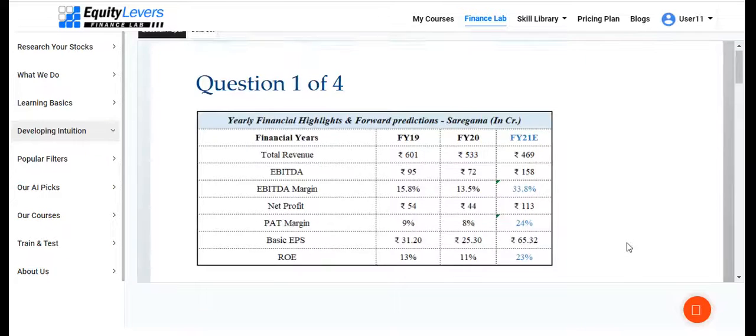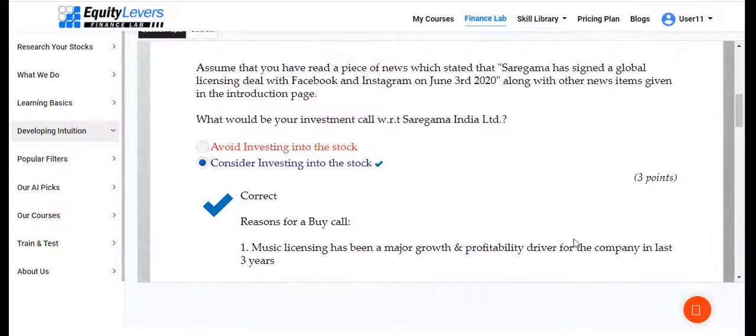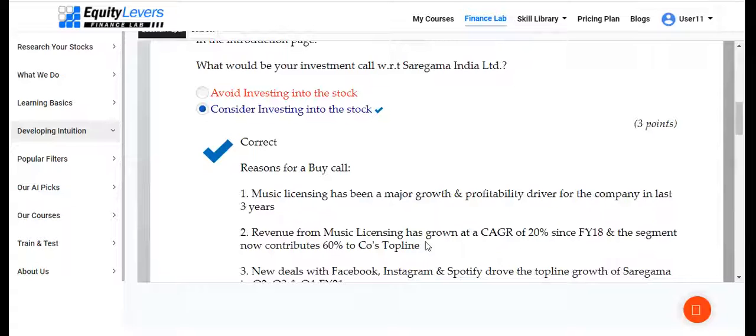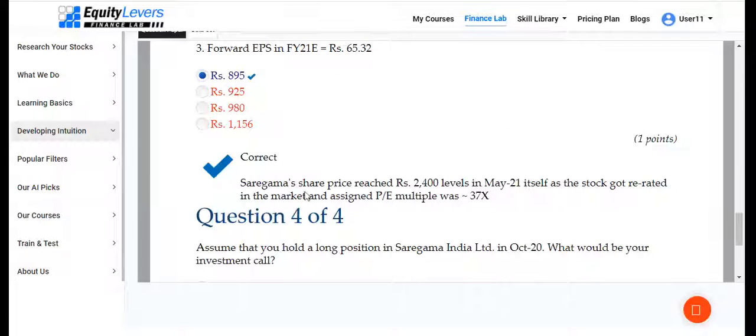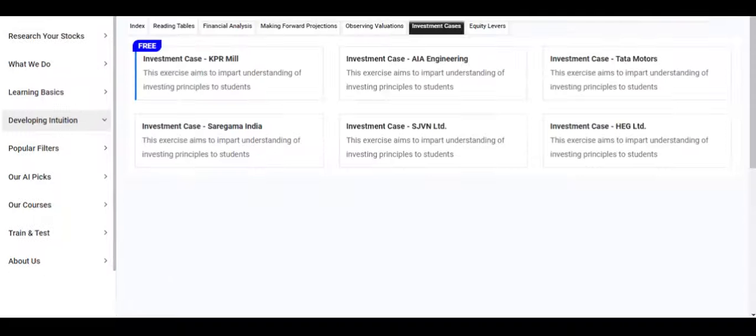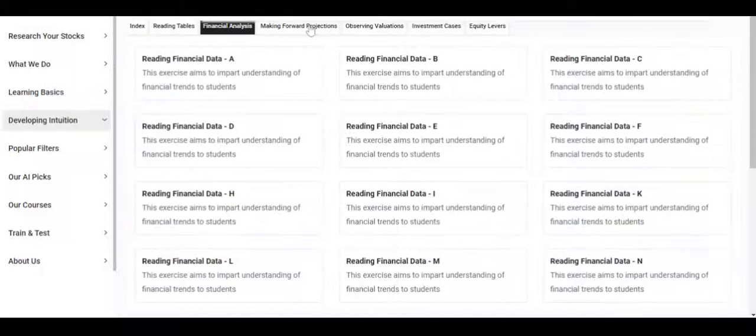Once you complete and submit your test, you can actually verify your answers with the proper reasoning given here. So the top line actually grew after October 20 because of the deals with Facebook, Instagram, and Spotify. By May 21 itself, the stock reached a level of 2,400. So like this, you can solve many of the investment cases available here. There are around 25 sets of games which you can solve.